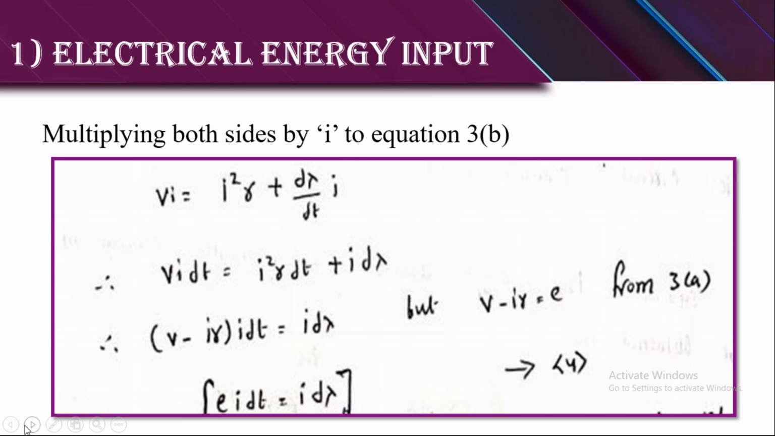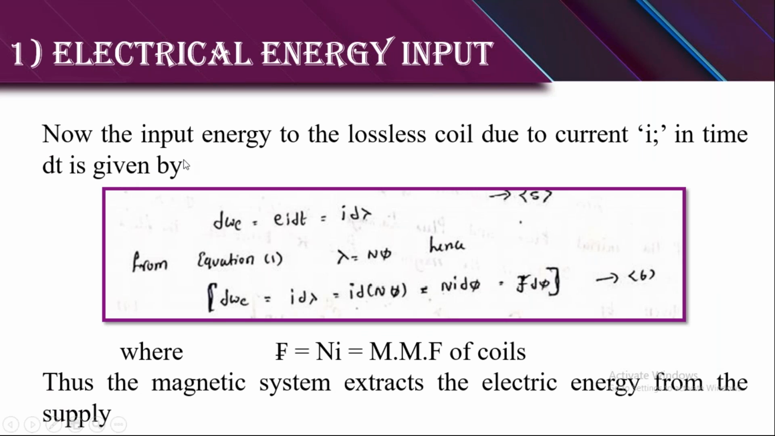So next we move to next slide. So after obtaining equation 4, let me see what we have to proceed. Right. So now the input energy is to be lossless. Why? Because we are assuming the 4 assumptions right at the starting. There are no losses included here. So it means that the input energy is lossless coil. Due to that, the current I in the time dt is given by.